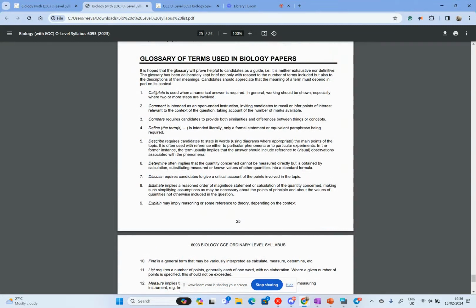Let's say it's a calculate question, but you just define things there. I mean, that shouldn't happen, but I'm just listing out the worst case scenarios. So you need to know what define means, what describe means, what determine means, what discuss means. Of course, not memorize the definitions of all these, but just have a rough sense, a rough idea of what they might mean. And don't worry, I've compiled the more important ones so that you have a clearer idea of what it is.